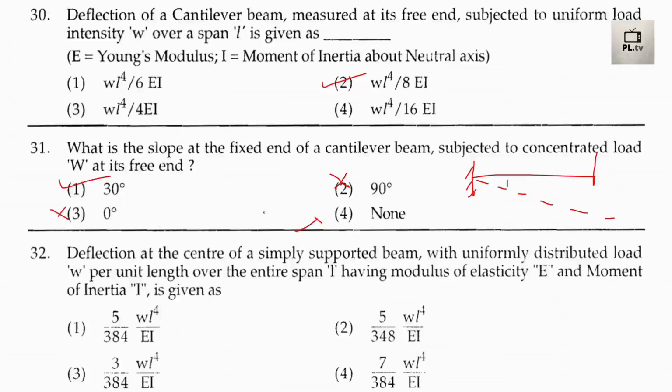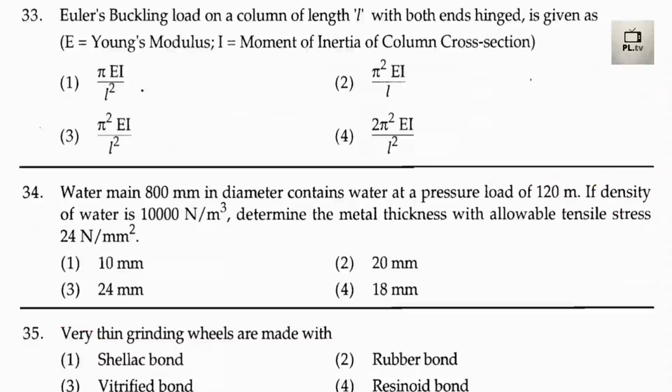Next question is deflection at the center of a simply supported beam with uniformly distributed load W per unit length over the entire span L, having the modulus of elasticity E and the moment of inertia I, is given as. So this is the same condition as this question, that various cases are there. So the correct option of this question is 5 by 384 into W into L raised to 4 divided by EI. Option 1 is the correct answer.